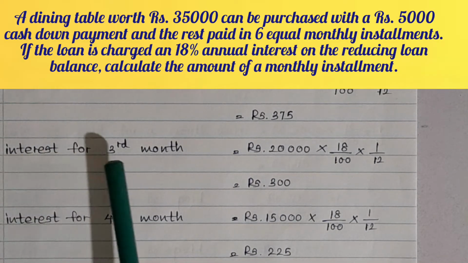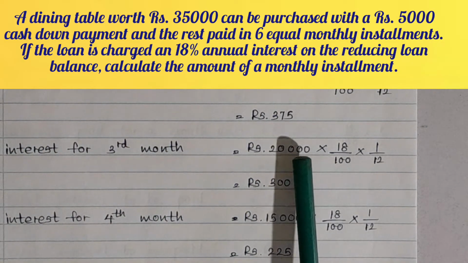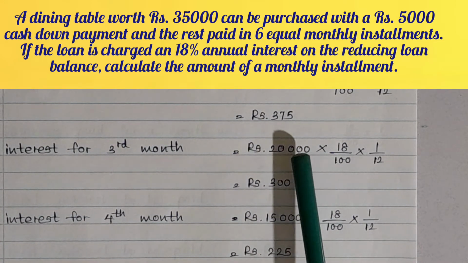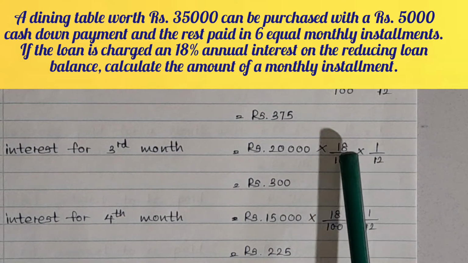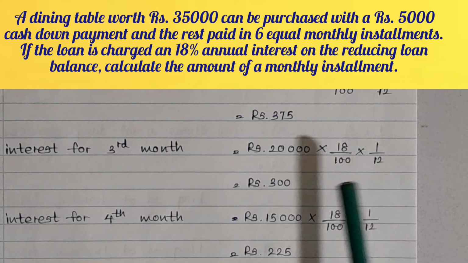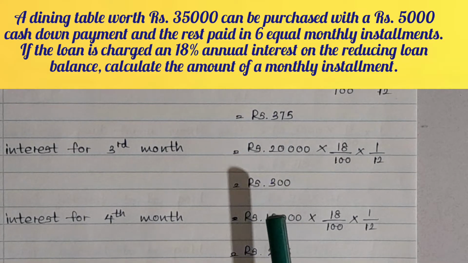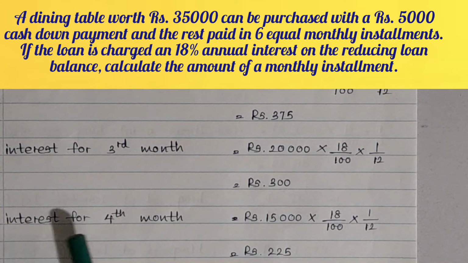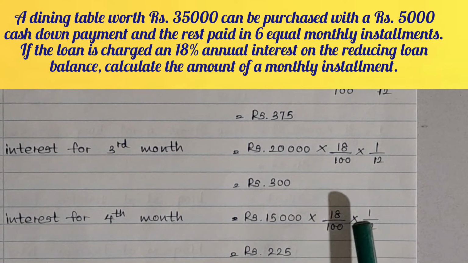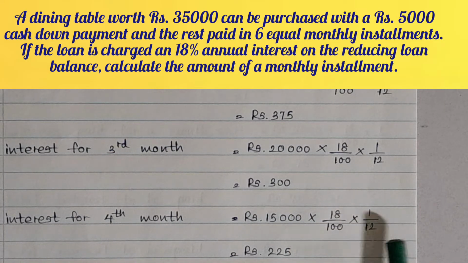Then interest for third month. Now the amount we have to pay becomes 20,000 rupees. 20,000 rupees multiplied by 18 over 100 multiplied by 1 over 12. Then that is 300 rupees. Then interest for fourth month can be calculated by 15,000 rupees multiplied by 18 over 100 multiplied by 1 over 12. That is 225 rupees.